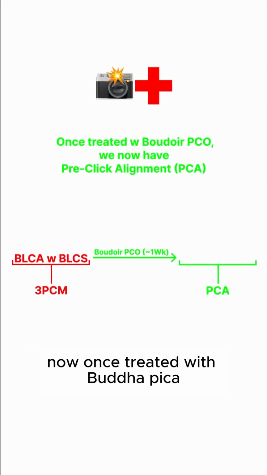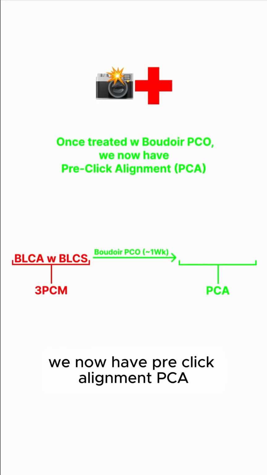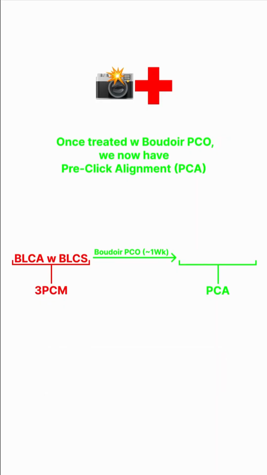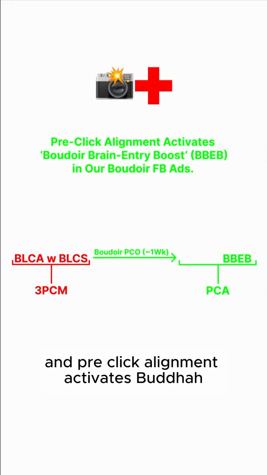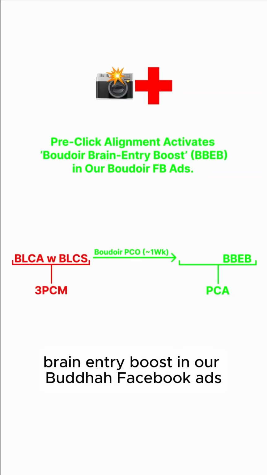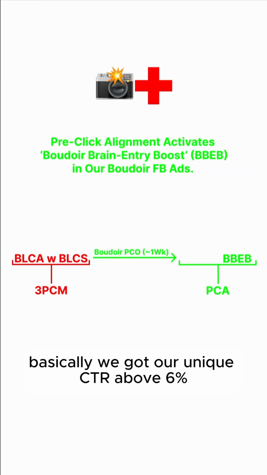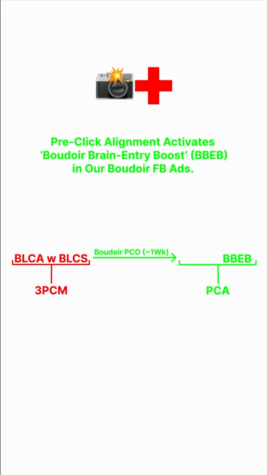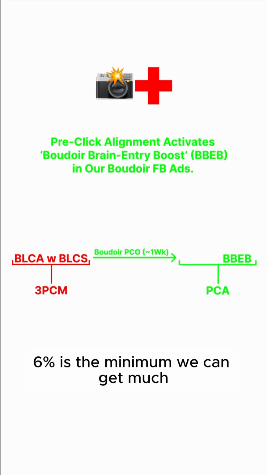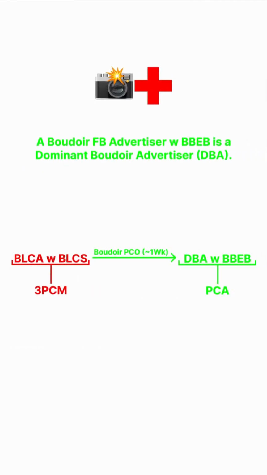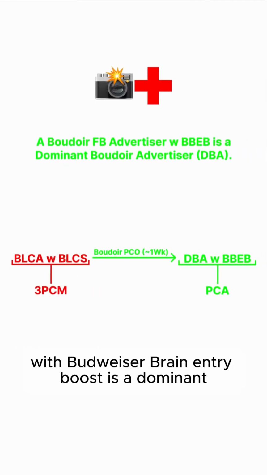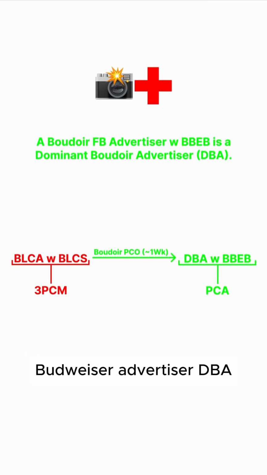Now, once treated with Boudoir Pico, we now have pre-click alignment, PCA. So we've gotten rid of the 3 pre-click mistakes. We now have pre-click alignment, and pre-click alignment activates Boudoir brain entry boost in our Boudoir Facebook ads. Basically, we've got our unique CTR above 6%. That's where we need to be. That's literally the minimum. We can get higher than that, but we need 6% as a minimum. And a Boudoir Facebook advertiser with Boudoir brain entry boost is a dominant Boudoir advertiser, DBA.